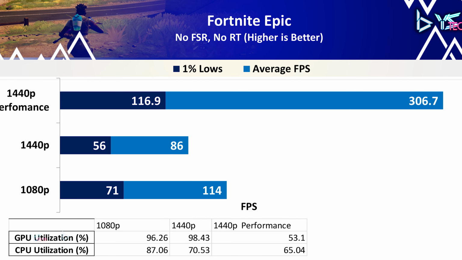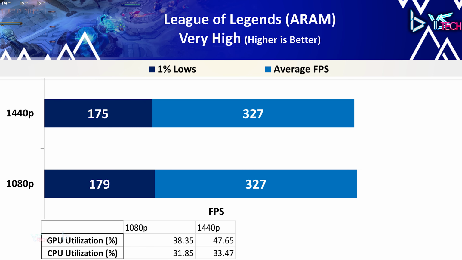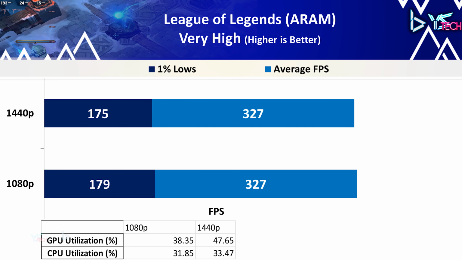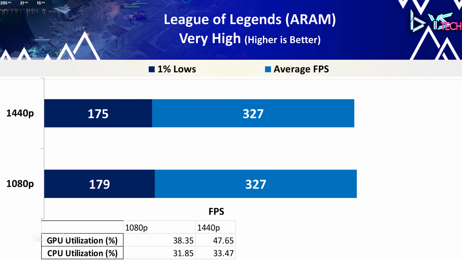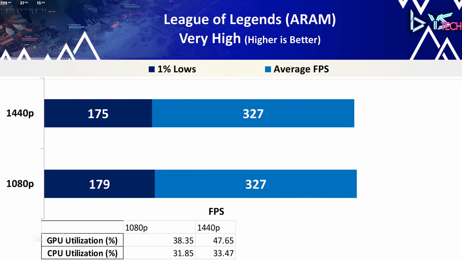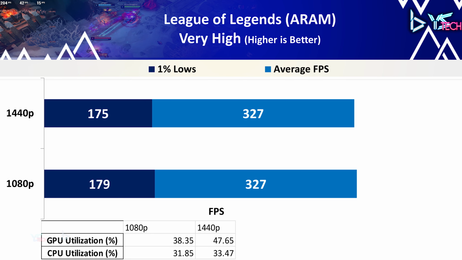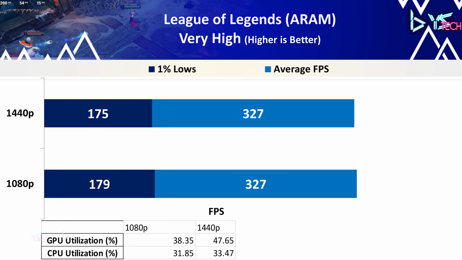Since these are esport games only, of course I'm going to have a look at League of Legends on very high settings in ARAM. So there's pretty much no difference between the two resolutions. We can see here clearly at 1440p we achieved an average FPS of 327, same at 1080p, and the 1% low is pretty much the same, just slightly better on 1080p at 179 compared to 175 on 1440p.